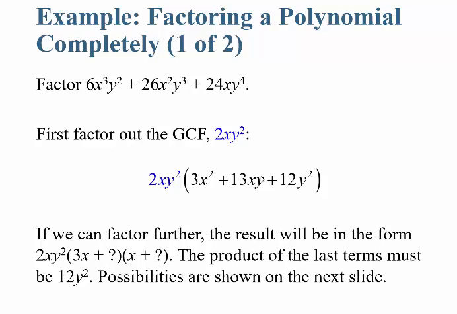2xy, and then in parentheses 3x plus what, a question mark, times x plus a question mark. The reason we have a 3x here is because the only way we can multiply this and this to get to 3x squared is one of them has to be 3x and one of them has to be x. All right, but notice it gets a little complicated because we have the xy and then the y squared here. So the product of the last terms must be 12y squared.